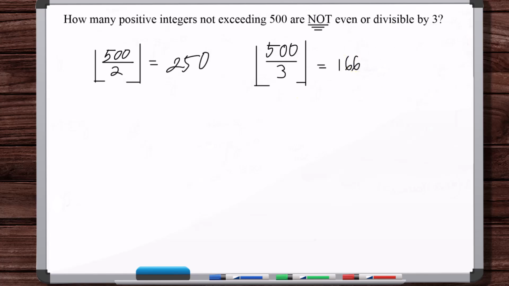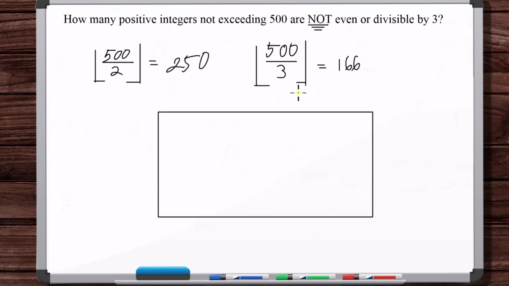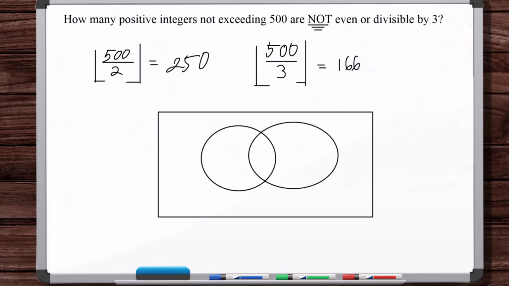Okay, so we've got our set of all the integers between 1 and 500, but we want to subtract out the integers that are divisible by 2 and the integers that are divisible by 3. But there might be overlap. We can assume there is overlap, even if there's not. So divisible by 2, divisible by 3. If this is A and B, we're looking for A union B, the number of elements in A union B.